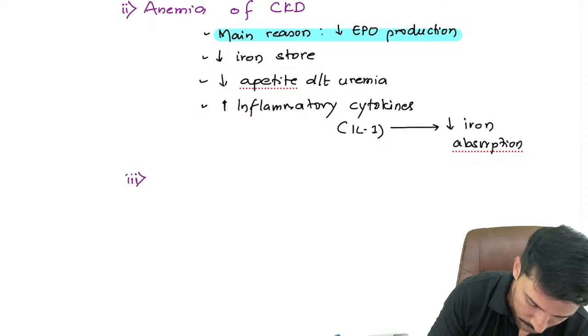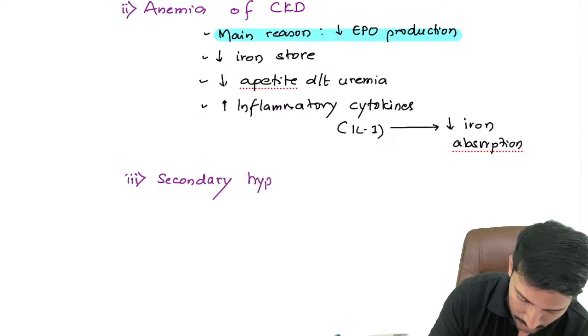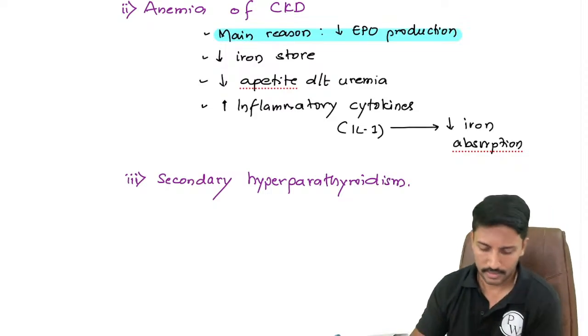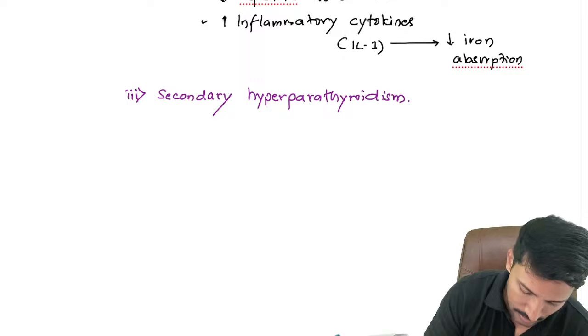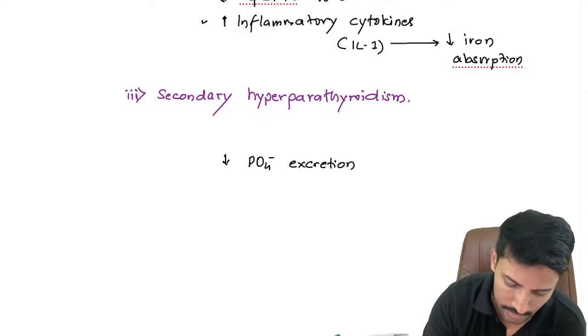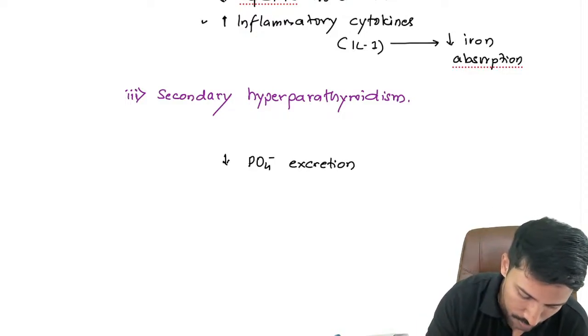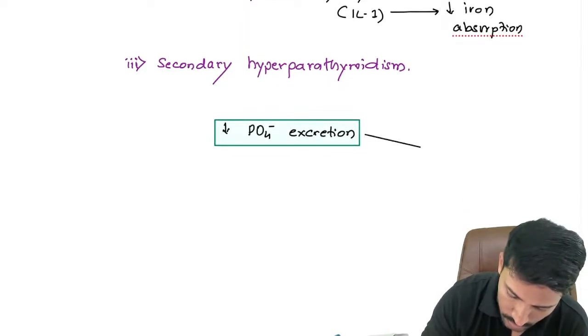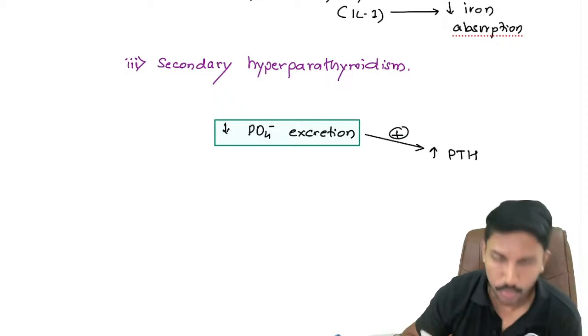Third, there will be secondary hyperparathyroidism. What do I mean by that? In CKD, what happens is there is decreased phosphate excretion, because kidneys are supposed to excrete the phosphate also, but they are not able to do that. So once there is decreased phosphate excretion, this will stimulate the parathormone production. So this will stimulate increased PTH production.